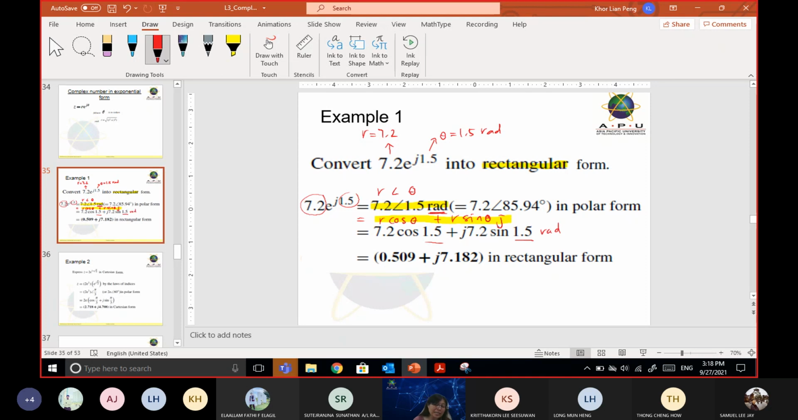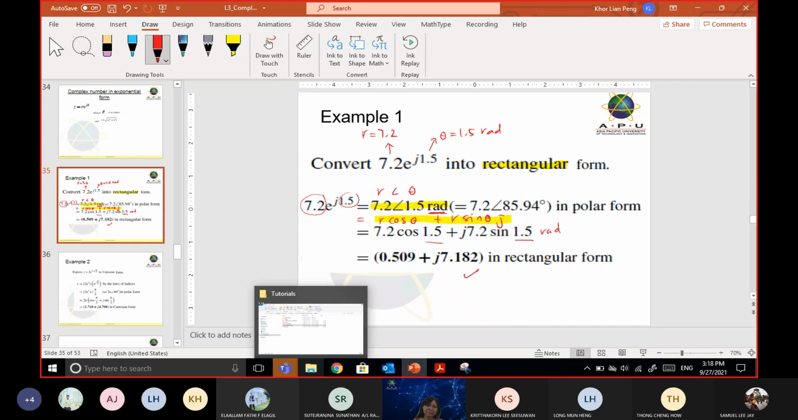When you calculate on your calculator, you have to remember to change your degree to radian. If your calculator is in degree, remember to change it to radian. So you can calculate directly. You don't need to convert to degree, because converting to degree is another hassle, another work, right? So you can just change your calculator mode to radian and calculate the sine and cos. So you will get the answer.